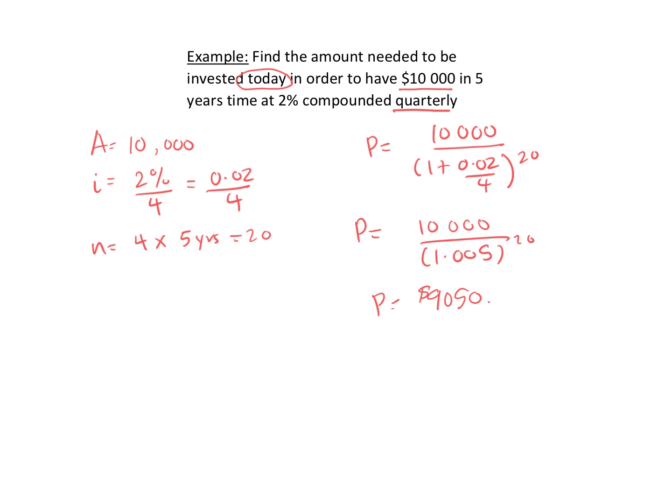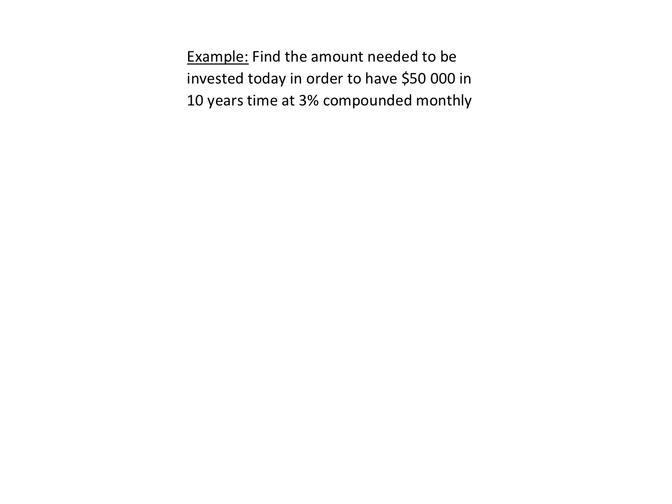And 25 cents. And 63 cents. And that seems reasonable. Again, it should be less than 10,000 because we're starting with a smaller amount and then we're earning interest. Did that first.